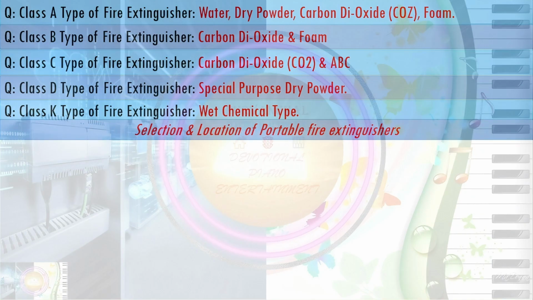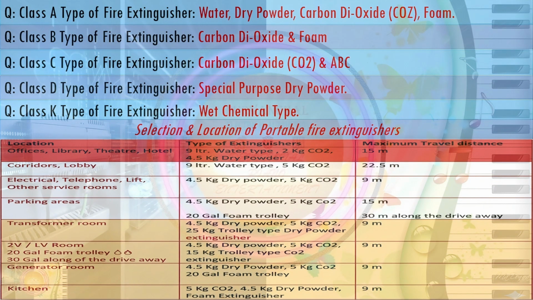Then here is the selection and location for portable fire extinguishers: location, type of extinguisher, minimum travel distance. For office, library, theater, hotel: 9-liter water type, 2 kg CO2, 4.5 kg dry powder, 15 meter maximum. Corridor, lobby: 9-liter water type, 5 kg CO2, 22.5 meter. Electrical, telephone, lift, other services room: 5.5 kg dry powder, 5 kg CO2, 9 meter.